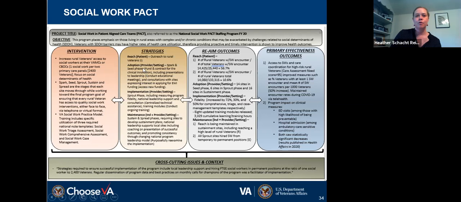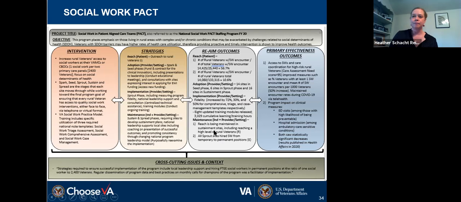So these, like I said before, are all the different strategies that they talked about that they used for implementing this program, divided out by their REAIM constructs. And then in parentheses, you'll see things like conduct ongoing training, if you can see the tiny print. And that's an ERIC strategy. So that's how that was done. And then we had REAIM outcomes for each one. So the percent of rural veterans that were reached, the sites and what different phases of implementation they were actually in. They measured fidelity to these social work best practices or evidence-based practices, as well as the training and outcomes around that. And then evidence of maintenance.